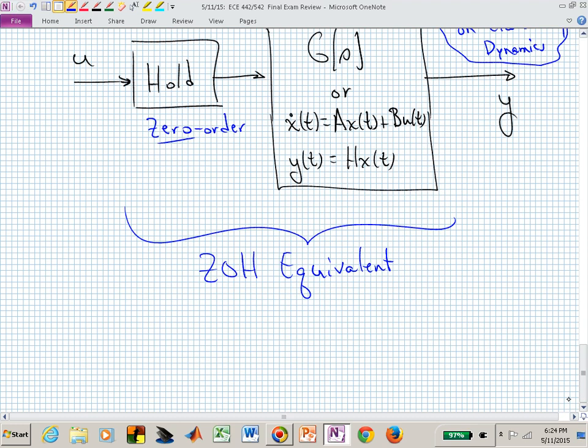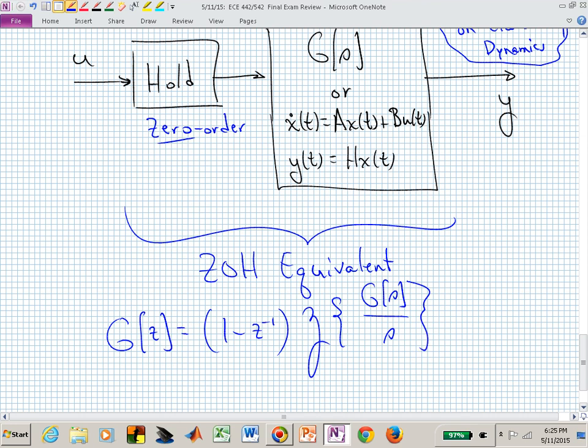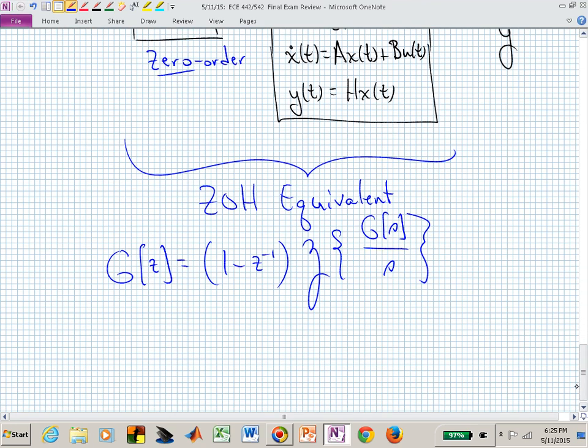Then we have what we call the zero order hold equivalent of this system G of S. If we are dealing with the transfer function based zero order hold equivalent, then we have G of Z being 1 minus Z to the minus 1, and that's coming to us because of the hold behavior, times the Z transform of not just G of S, but G of S over S, where that S in the denominator is coming from this 1 over S associated with our zero order hold manipulation. Don't forget that S in the denominator.